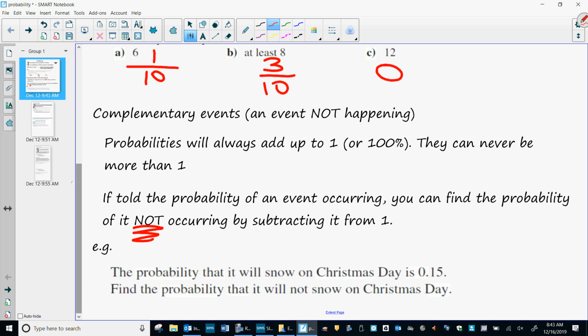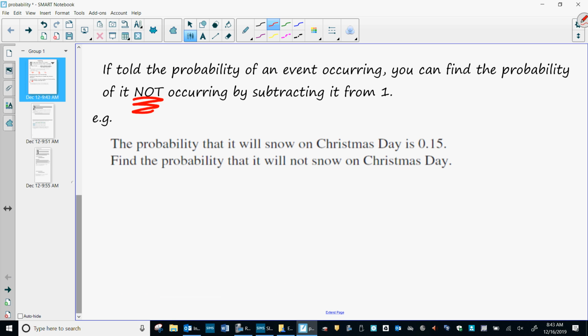Okay, so the probability it will snow on Christmas Day is 0.15. Find the probability it will not snow on Christmas Day. So you're going to do 1 subtract 0.15, which is 0.85. Nice.